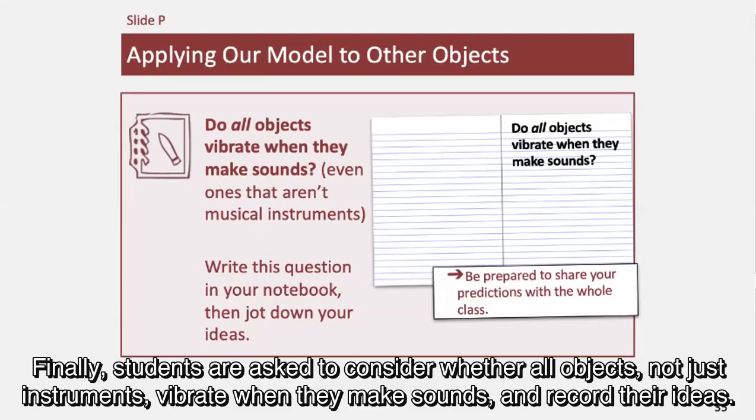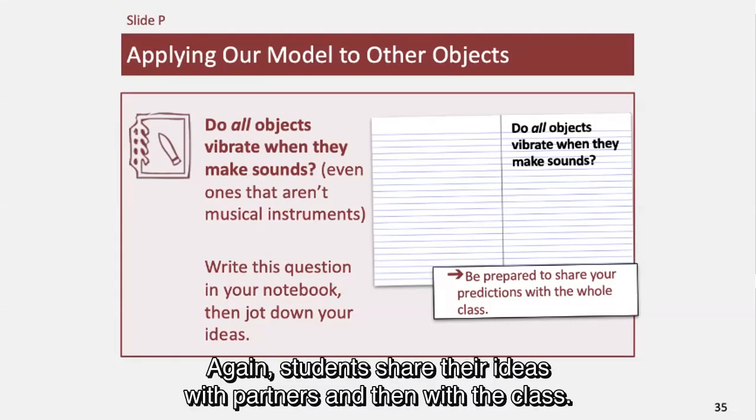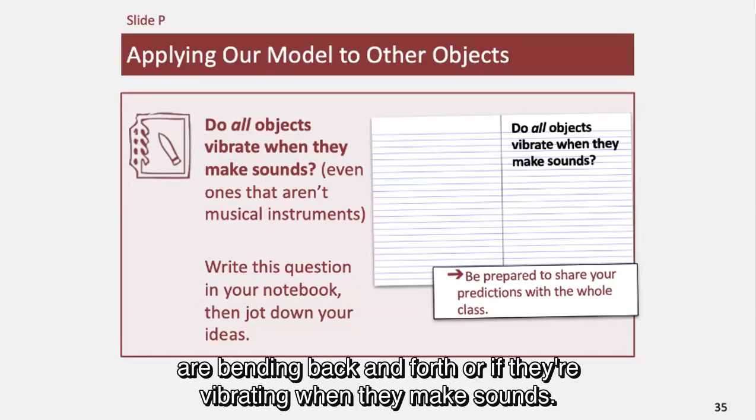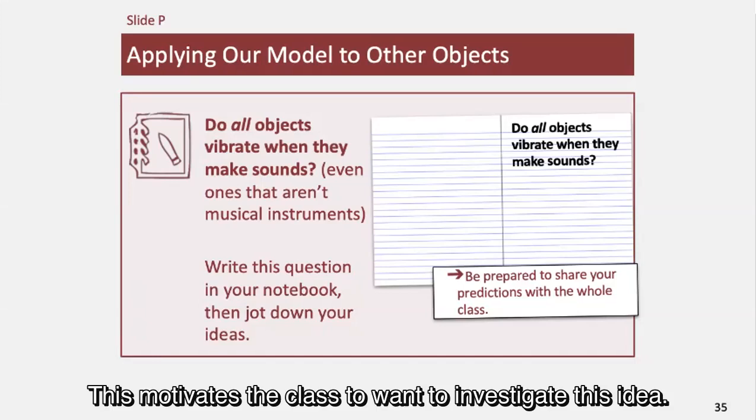Finally, students are asked to consider whether all objects, not just instruments, vibrate when they make sounds and record their ideas. Again, students share their ideas with partners and then with the class. The goal of this class discussion is to surface uncertainties about whether all objects, even something solid like a table, are bending back and forth or if they're vibrating when they make sounds. This motivates the class to want to investigate this idea.